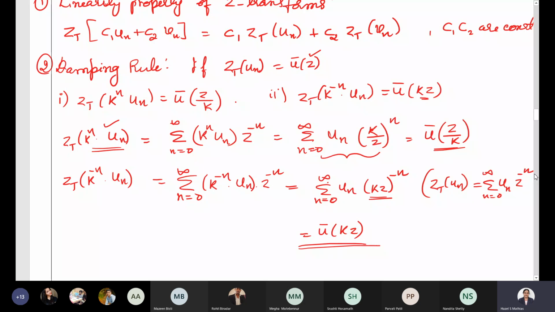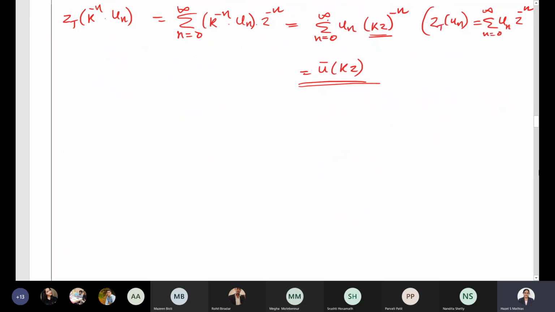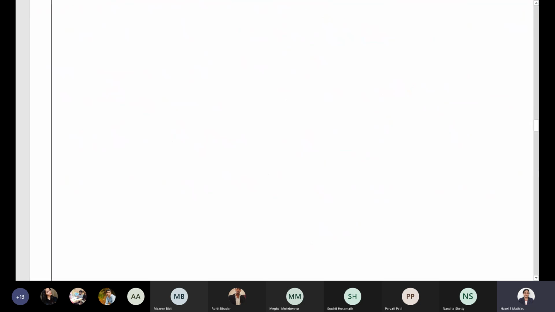Z transform of K power n into Un is U bar of Z by K, as well as Z transform of K power minus n into Un is U bar of KZ. This is a very important rule which you need to remember. Now there are some standard applications of damping rule which we are going to study over here. So let's discuss about it one by one.